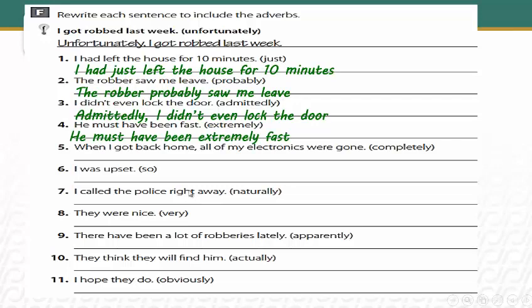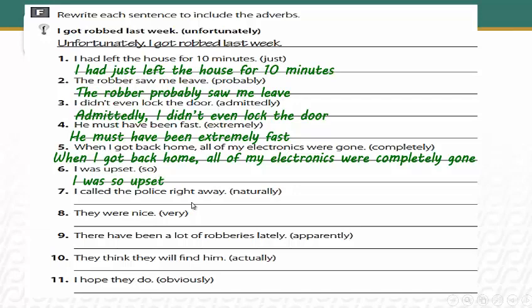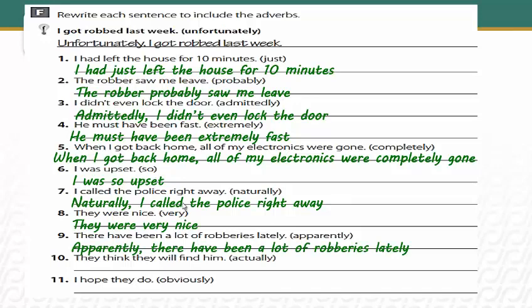Admittedly, I didn't even lock the door. He must have been extremely fast. When I got back home, all of my electronics were completely gone. I was so upset. Naturally, I called the police right away. They were very nice. Apparently, there have been a lot of robbers lately. They actually think they will find him. I obviously hope they do.